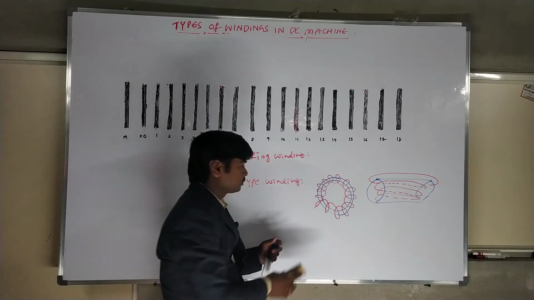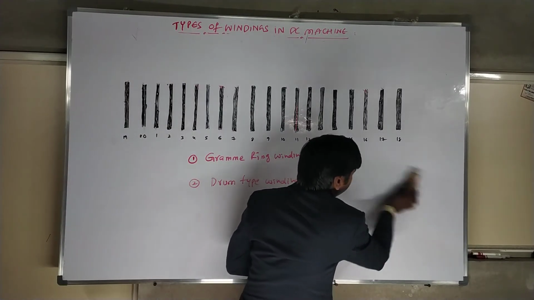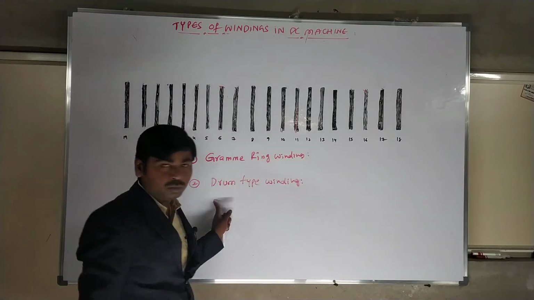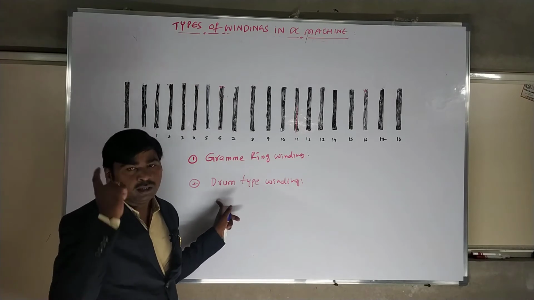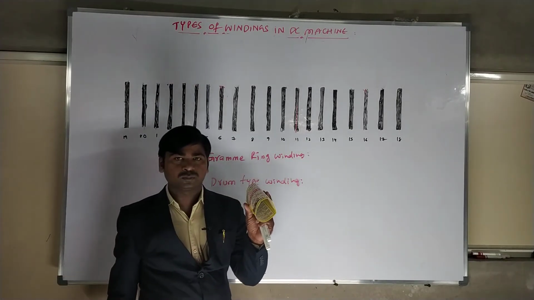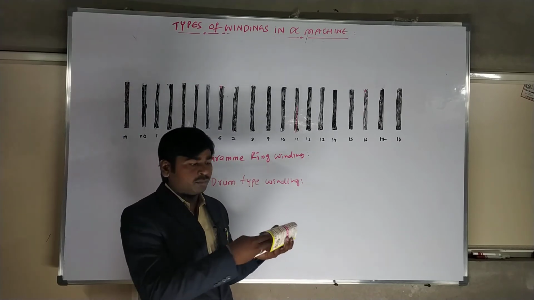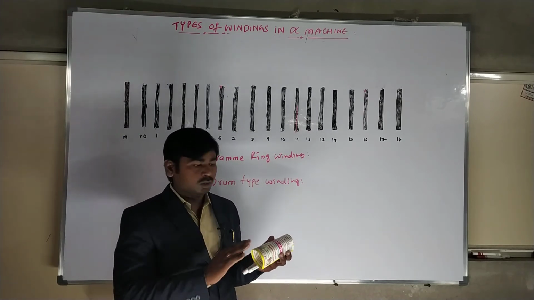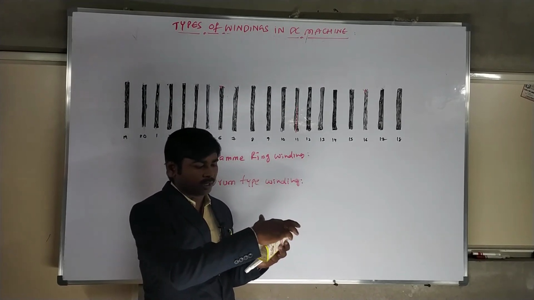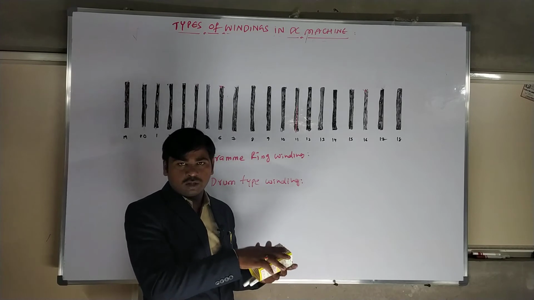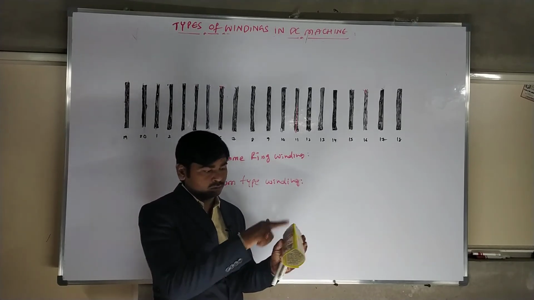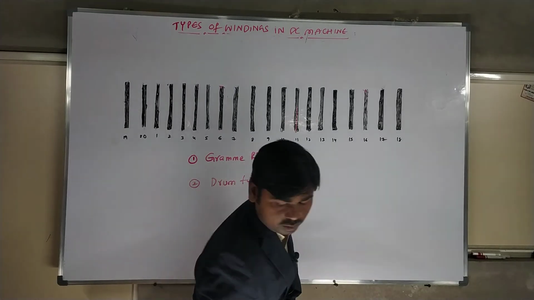So this is what a Gramme ring winding actually is. Then after this, a very interesting topic: the drum type winding. The drum type winding is very simple. Previously, the rotor body had slots on both top and bottom. Here there are slots on only one side, the top side, where you want to keep the conductor. The winding can be done only on the top side, not inside, only outside. If you want it clear, I will show one more diagram.